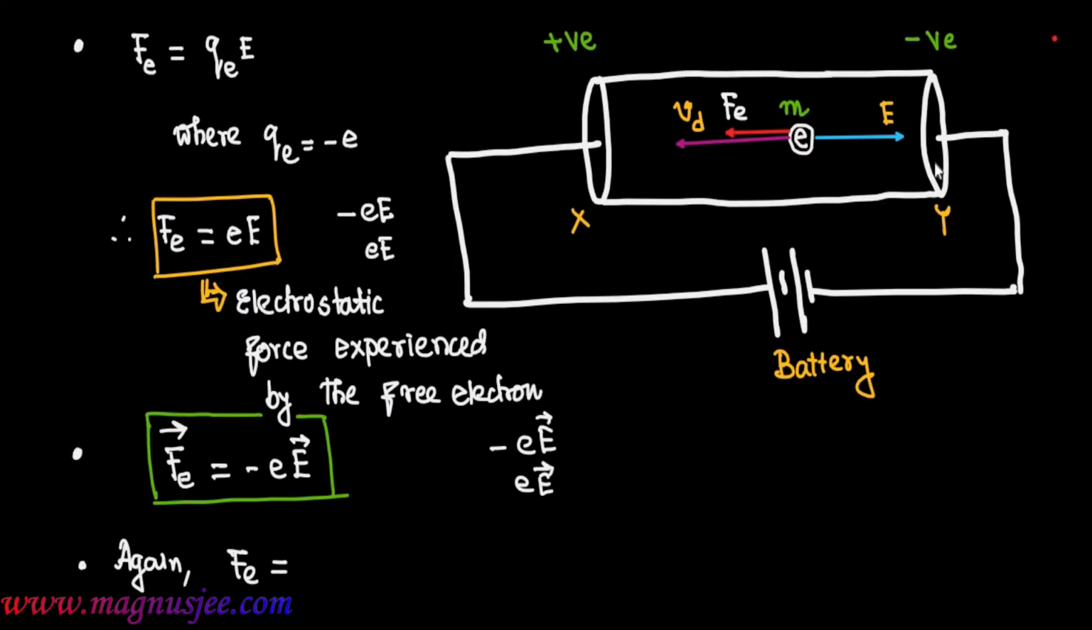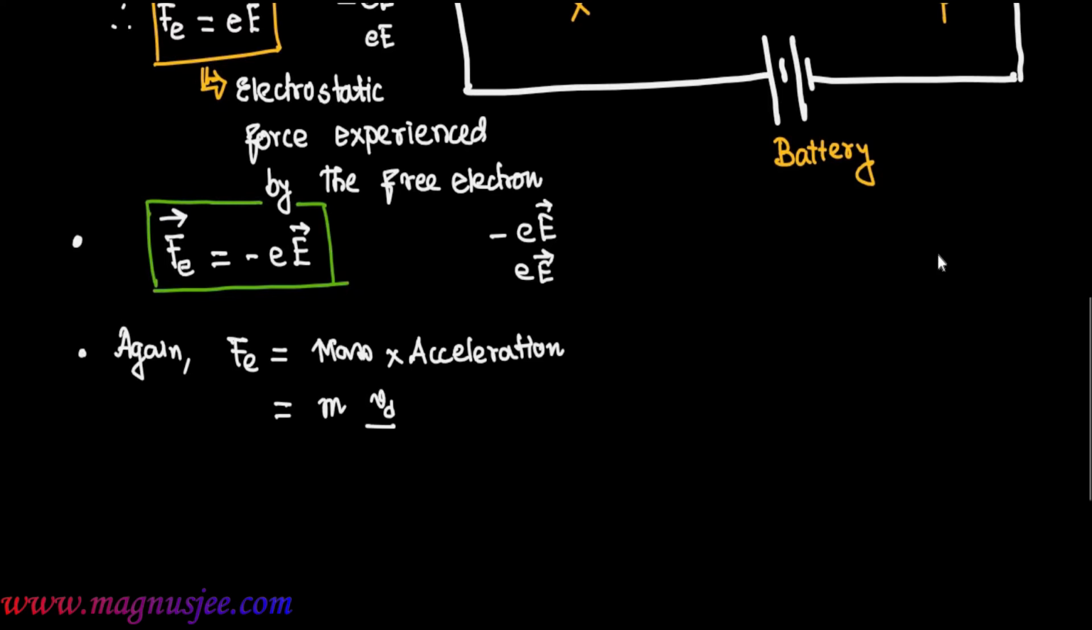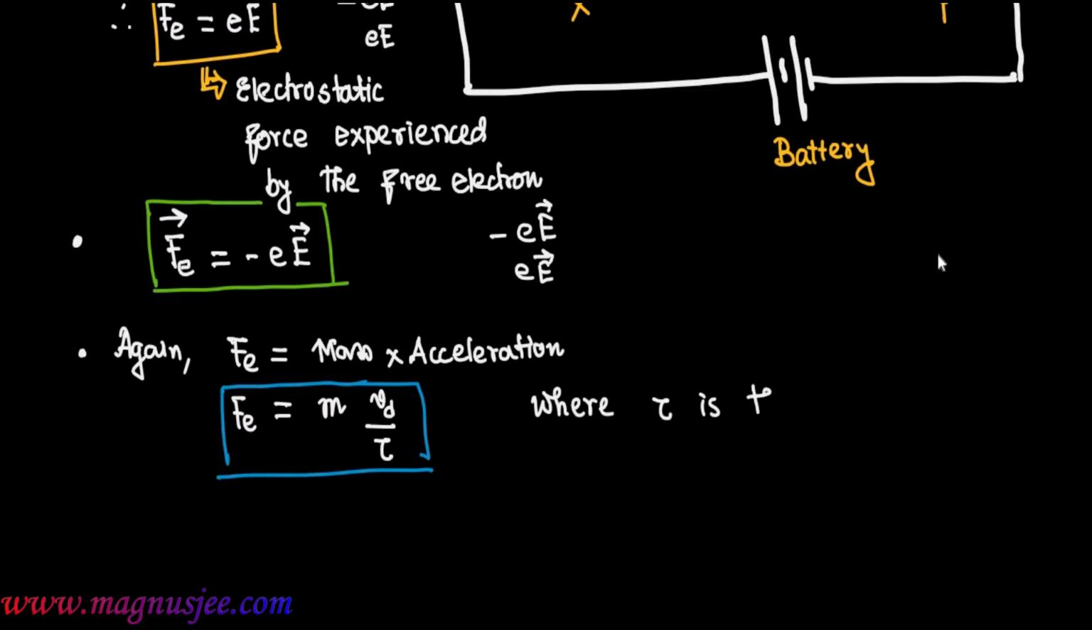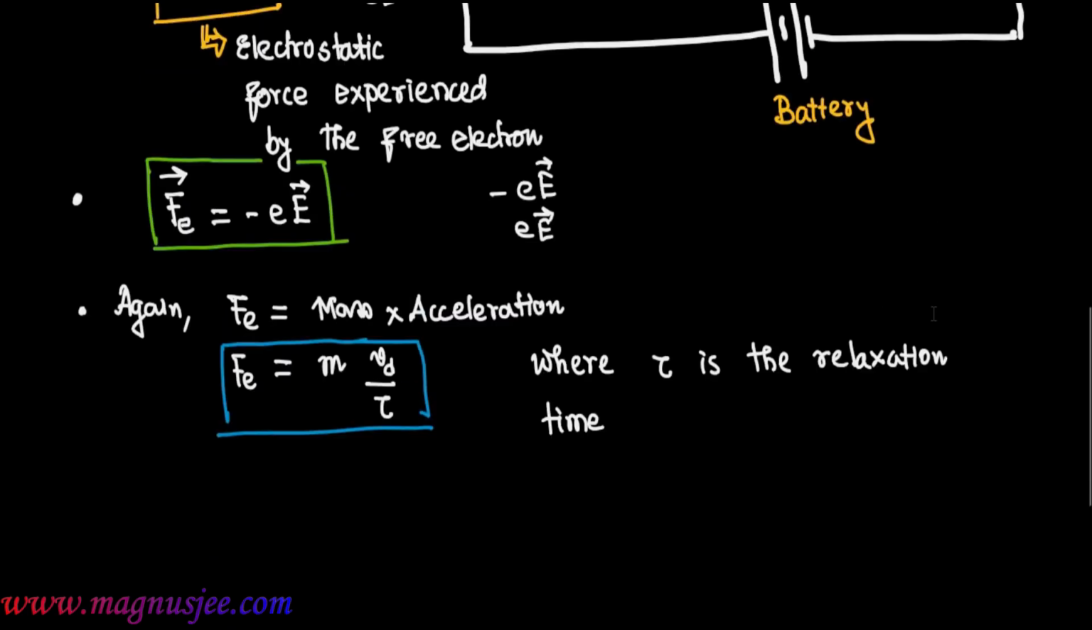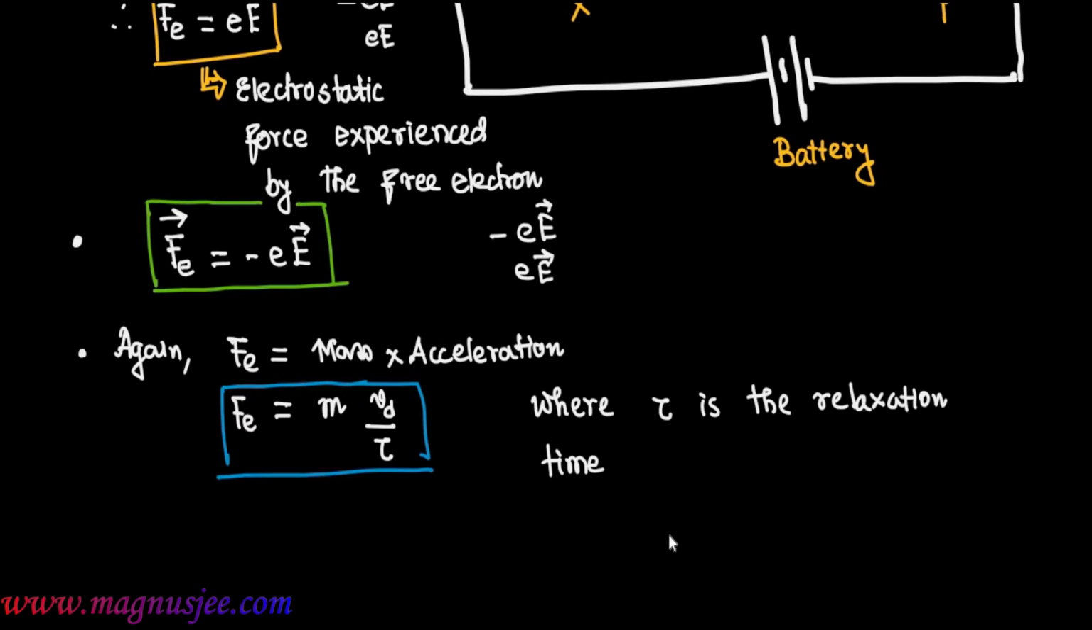Again, Fe is equal to mass into acceleration of the free electron. Electrostatic force is equal to mass into acceleration. Therefore, Fe is equal to m Vd by tau, where Vd is the drift velocity and tau is the relaxation time. That is the interval of time between two successive collisions of free electron with the positive ion of the conductor.